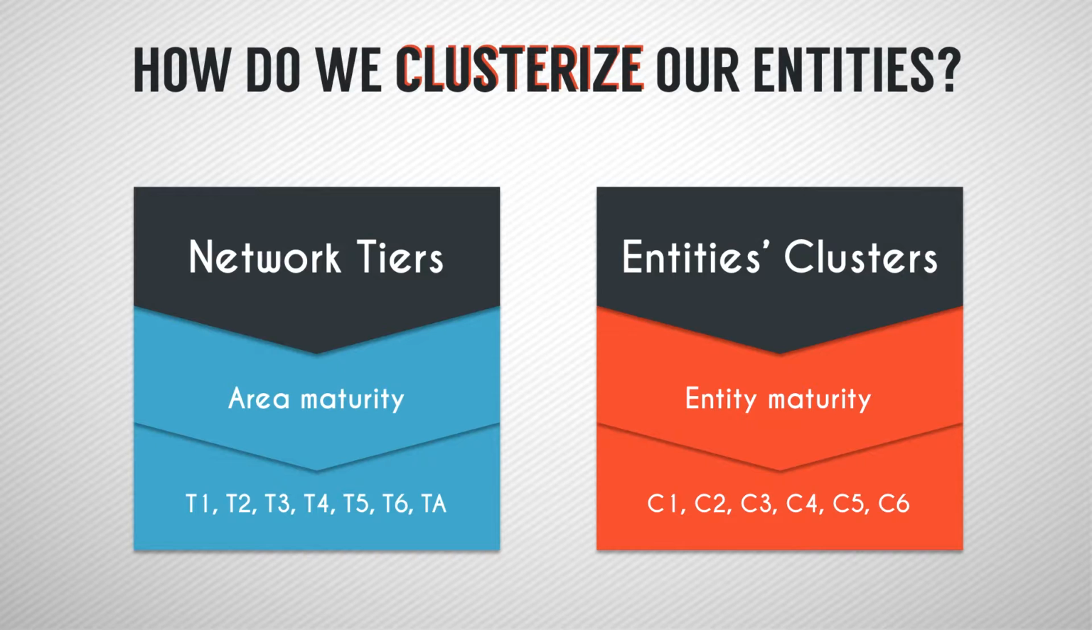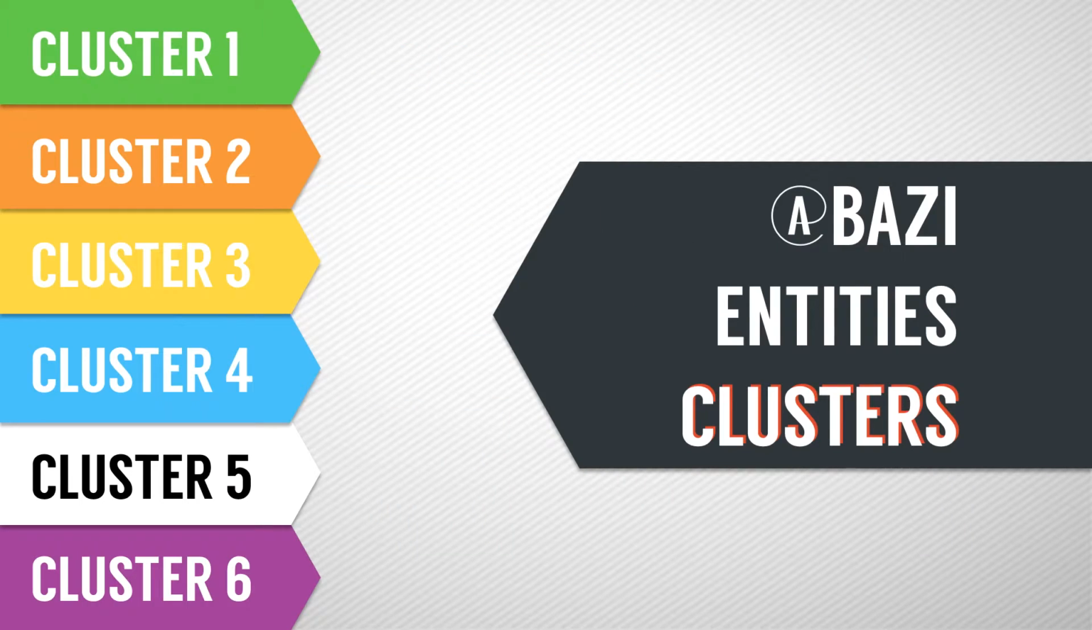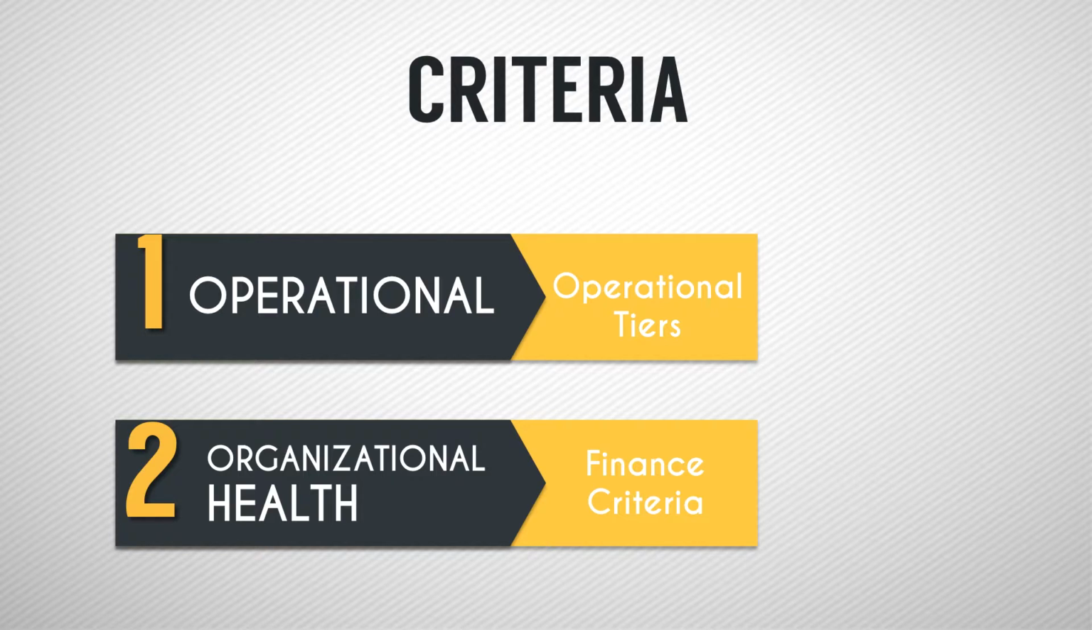So we had cluster 1 until cluster 6. The cluster 1 was the best one. Cluster 6 were our smaller entities. And how did we do that? Looking at the network tiers, and then there was a combination for that to build the entities clusters. I'll clarify that for you guys. So how do we do that? As I was telling, there was a criteria for operation, so the operational tiers, and organizational health criteria, which was only finance, because it was the only data that we had back then.